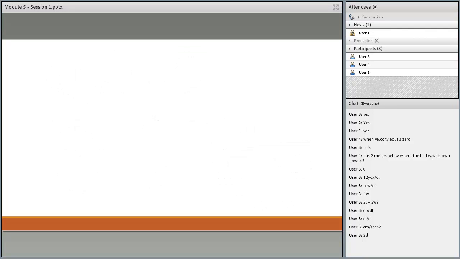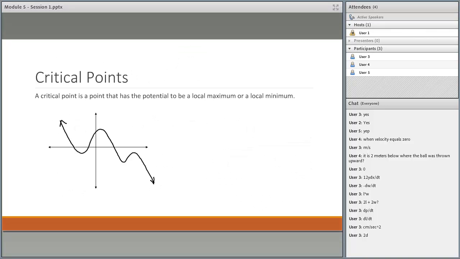Okay, let's move on. And the last topic we'll talk about tonight is critical points, or critical values, they're often called. So a critical point is a point that has the potential to be a local maximum or a local minimum. It can also be thought of as the endpoints of a domain, which we'll talk about later. But the typical definition of a critical point is a point that has the potential to be a local maximum or a local minimum.